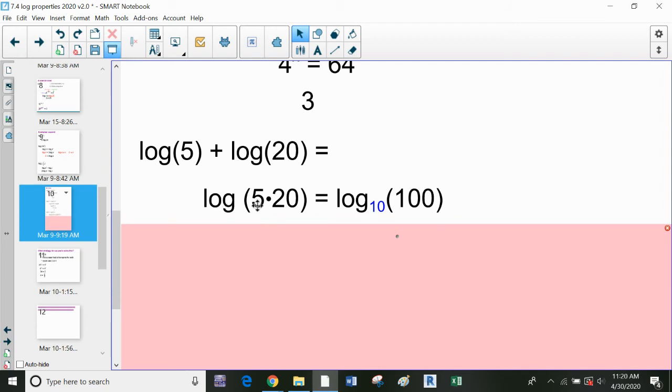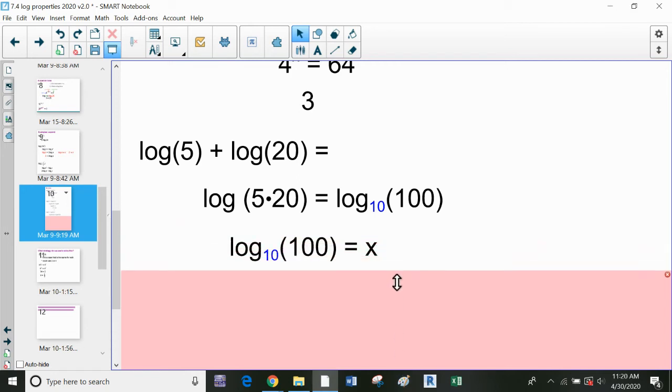So this is log of 5 times 20. I put the 10 in there just in case you want to see it. If it helps you, use it. And 5 times 20 is 100. Before we go racing off to the next problem, take a look. What exponent can I put on 10 to make it equal 100? If you can think of one, you got to solve it.